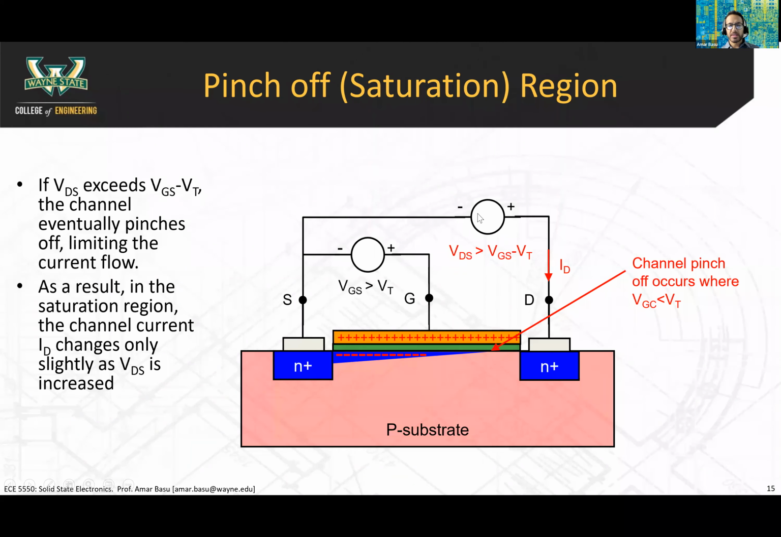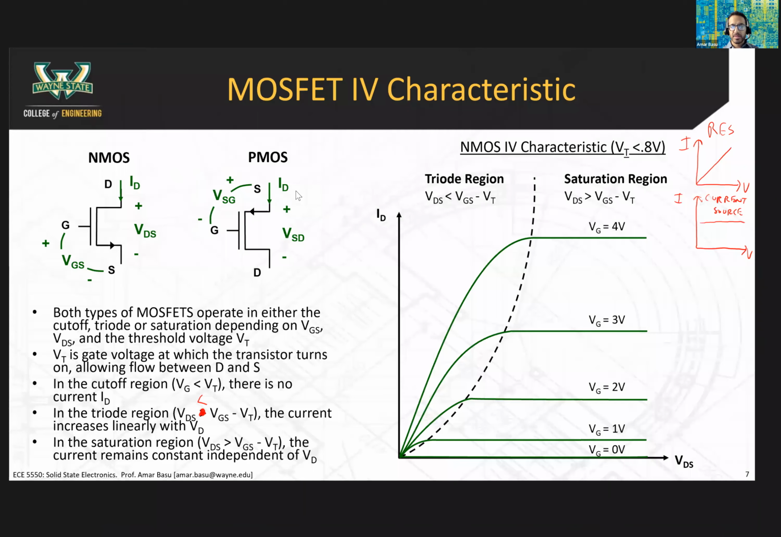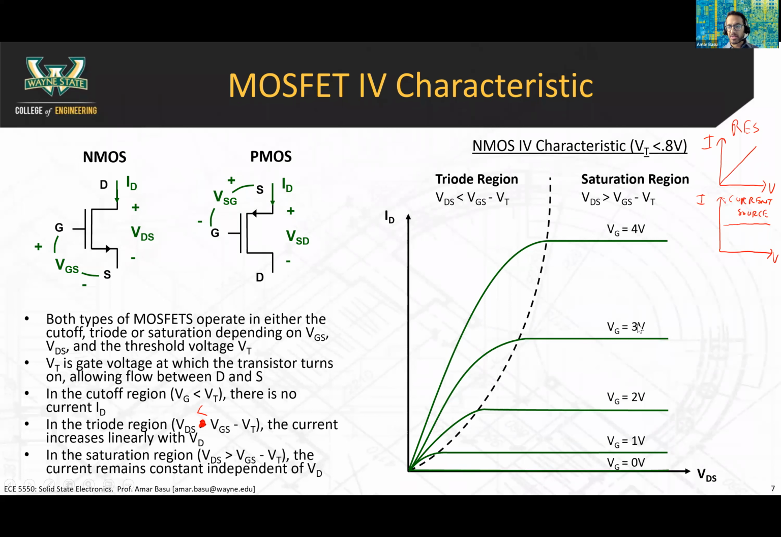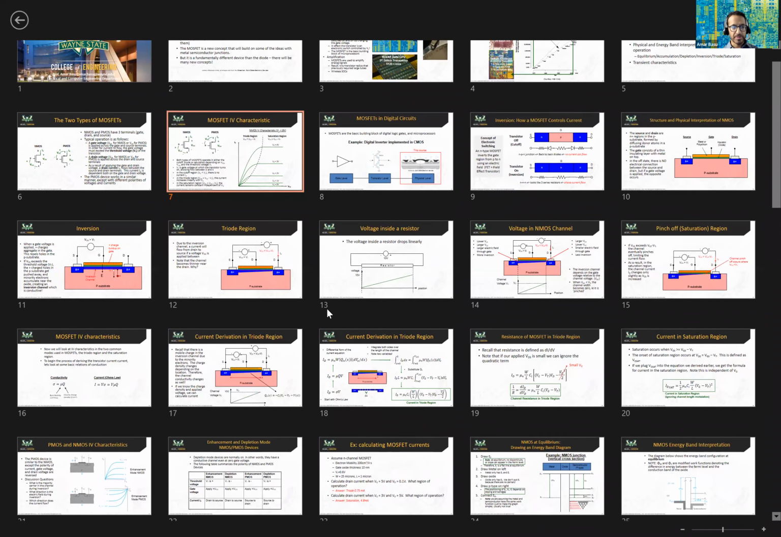So as a result of this interesting phenomenon, this pinch-off effect, you end up with this unique IV characteristic that I showed you earlier, where the channel current changes only slightly or not at all as VDS is increased. That pinch-off effect results in this portion of the IV characteristic, where the ID is relatively flat when plotted against VDS. Okay, that's the physical origin of the saturation mode of operation.